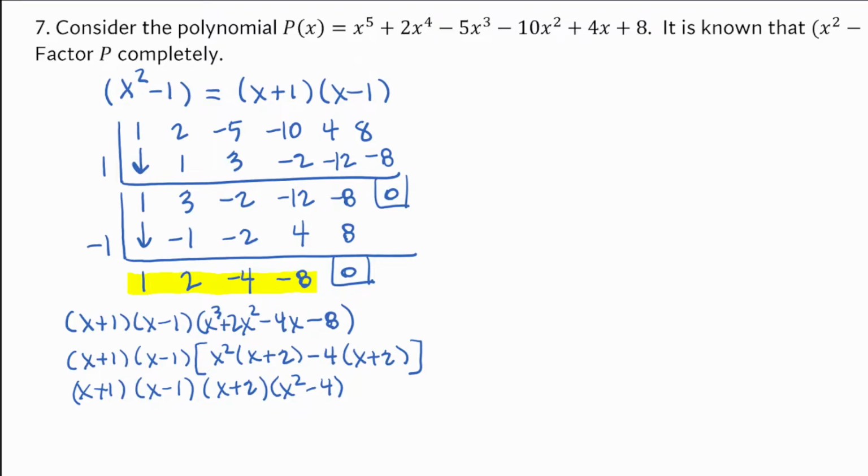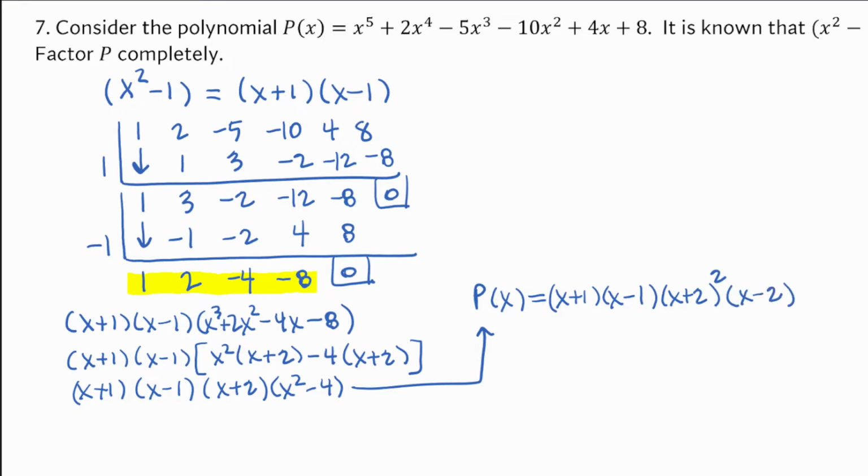And so then I might go out here and say my final solution is going to be p of x equals x plus 1 times x minus 1, multiplied by x plus 2, multiplied by x squared minus 4, which is x plus 2, x minus 2. So I guess I could just say there's a second power of x plus 2, and then an x minus 2.